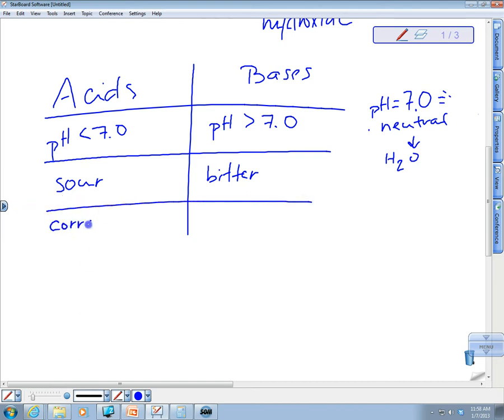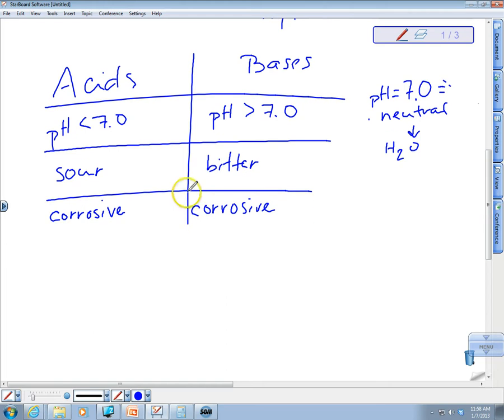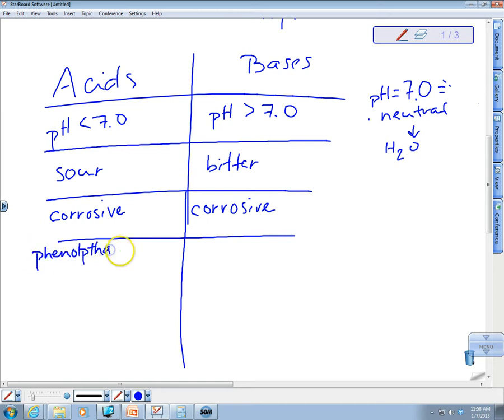Both of them are corrosive, meaning if you put a piece of metal in them, they will kind of eat away at that metal, or other materials too. It doesn't have to be just metal, but what you often think of. Phenolphthalein has a long, kind of weird name, but it's just a chemical, and if you put it in an acid, it will stay clear. It will have no color at all. But if you put phenolphthalein in a base, it will be pink.